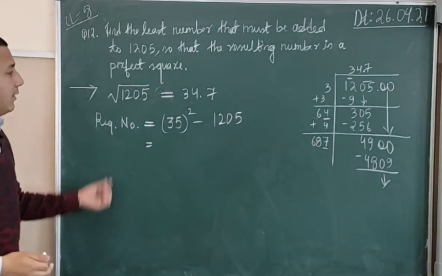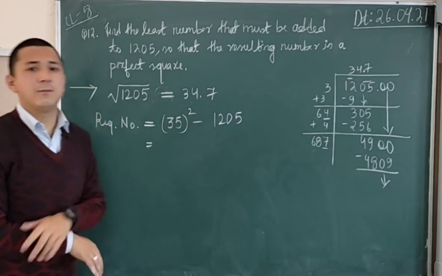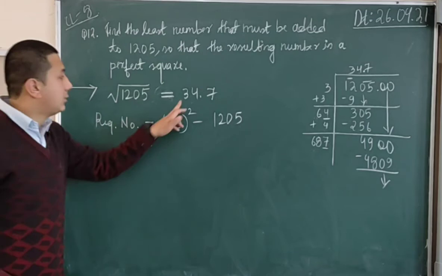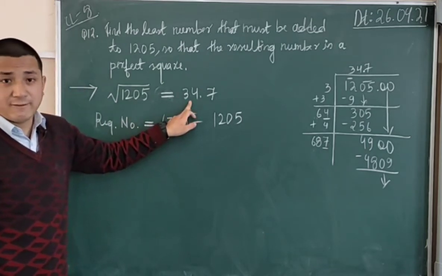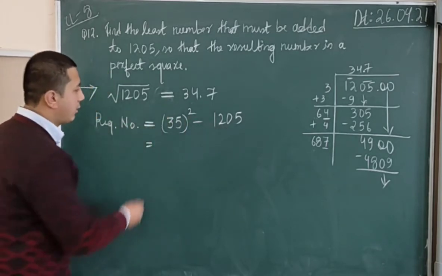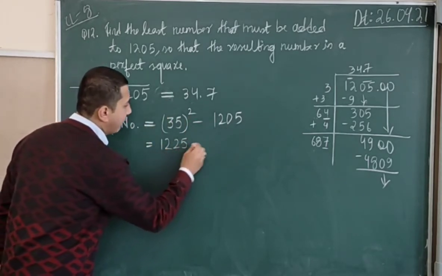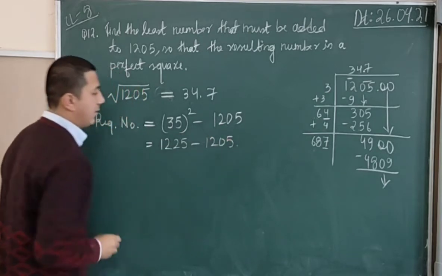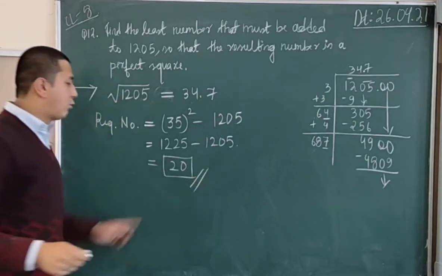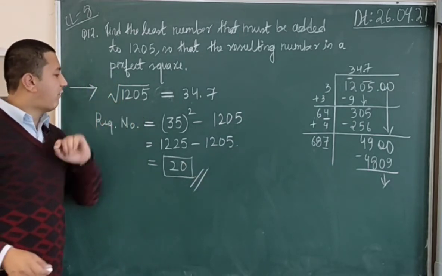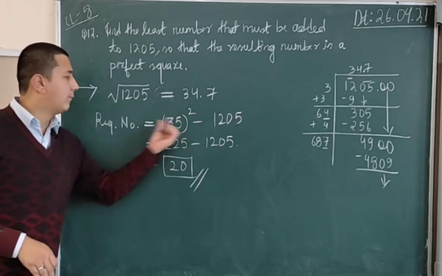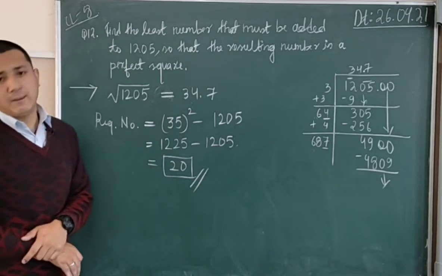Now how to find? See, 1205 is not a perfect square number, so that's why we are getting it in terms of decimal. How much to add? Just take one more than 34, that is 35 square minus 1205. When you calculate 35 square, you will get 1225 minus 1205. If you subtract it, you get 20. So when you add 20 to 1205, it will be 1225, and you check that 1225 is exactly 35 square, which is a perfect square.